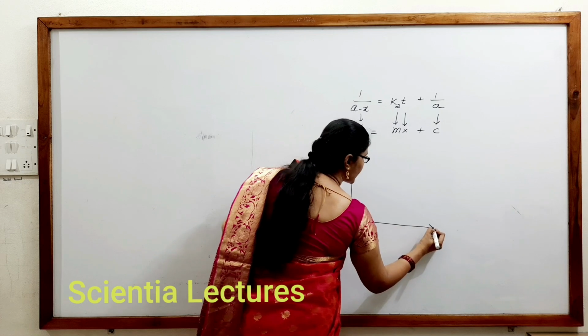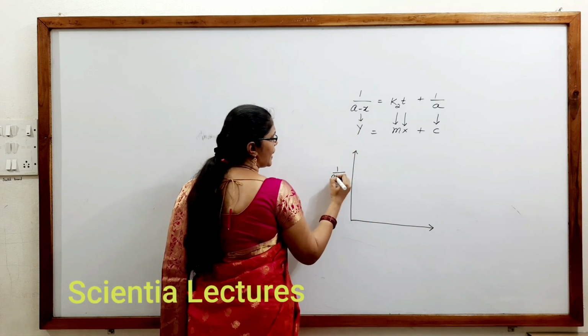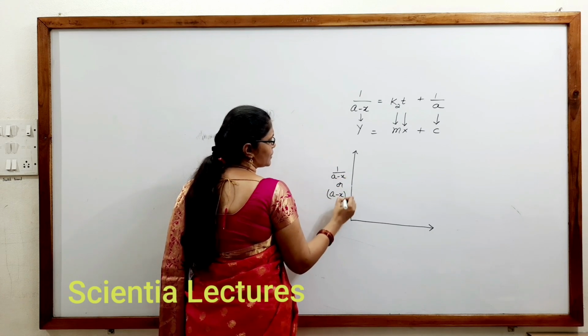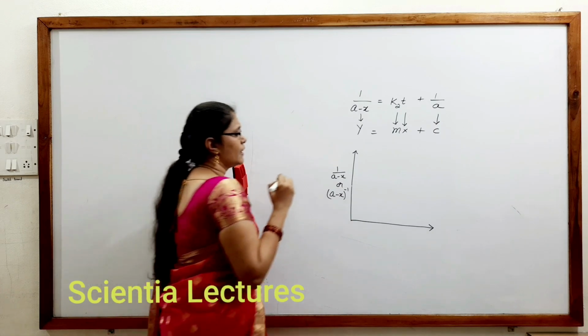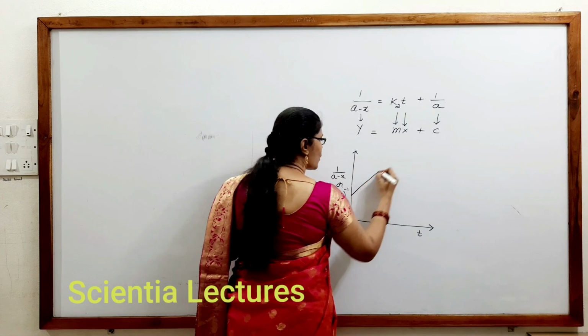Before also we have checked that. Anyway, what is to be taken on the y-axis? 1 by a minus x, or it could be written as a minus x to the power of minus 1. You shouldn't get confused with it. Next, on the x-axis t, is the slope positive or negative?